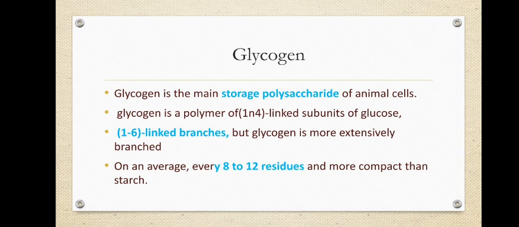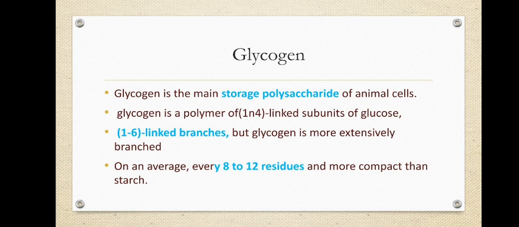Next, the next polysaccharide we will be discussing is glycogen. This glycogen is similar to starch, but it is a polymer of animals. That means animals store food in the form of glycogen. Plants store carbohydrate in the form of starch granules, and animals store glucose or carbohydrates in the form of glycogen. So glycogen is a storage polysaccharide of animal cells. It is also formed of glucose subunits.